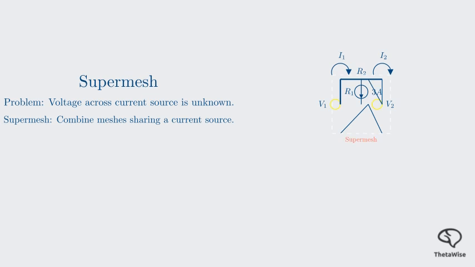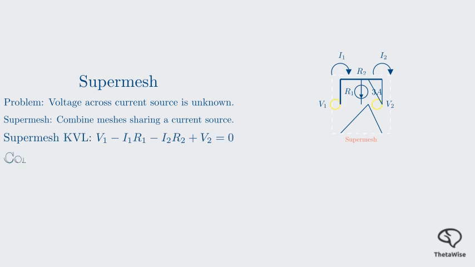We now write a single KVL equation for this supermesh. For our example, if the outer components are V1, R1, R2, and V2, the supermesh equation would be V1 minus I1R1 minus I2R2 plus V2 equals 0. Notice it includes components from both original meshes. This gives us one equation, but we have two unknowns, I1 and I2. We need another equation.